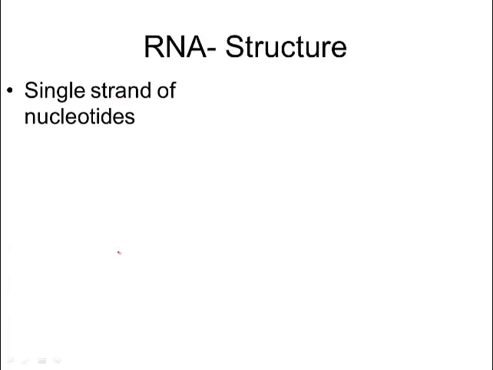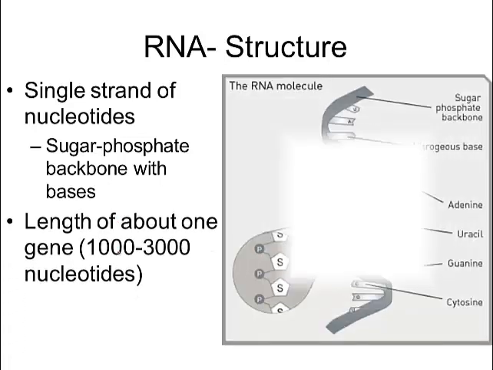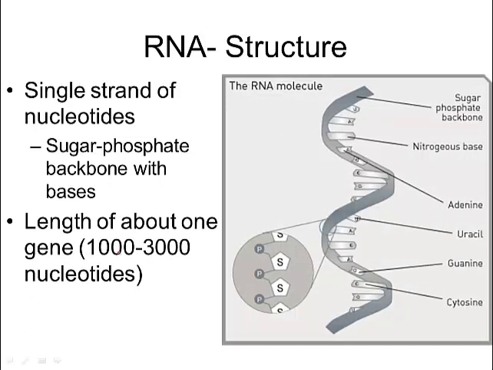Okay, so let's take a look. So RNA, a couple of differences between RNA and DNA. RNA is a single strand of nucleotides, unlike DNA, which was a double strand. It has the sugar phosphate backbone going all the way down, and then extending off of that backbone from the sugar are your different bases. And an RNA molecule is the length of one gene, and that's between 1,000 and 3,000 nucleotides. So if you take a couple thousand nucleotides all in a row, that makes a gene, and we usually are going to make our RNA one gene at a time.